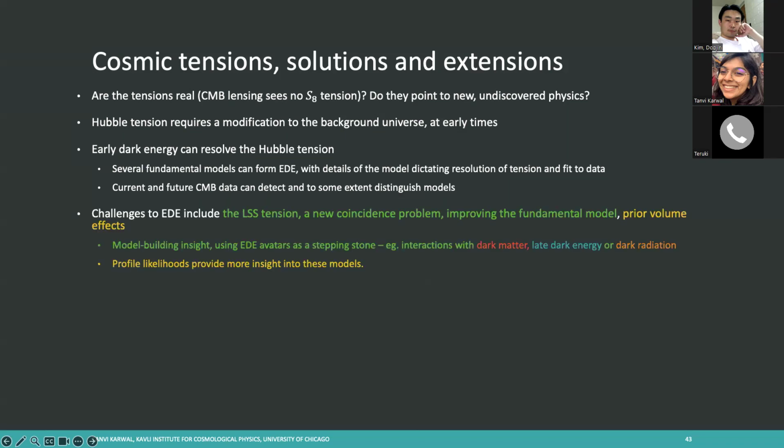There are many challenges to early dark energy. For example, the large-scale structure, the S8 tension, the new coincidence problem of why early dark energy appears at matter radiation equality, and also thoughts about trying to improve the fundamental model of early dark energy. All of those can be addressed by improving EDE model building, which is what we tried to do by getting it to interact with several parts of the dark sector. Another challenge to early dark energy is prior volume effects, which we're trying to address instead with changing how we approach parameter constraints statistically through profile likelihoods, like properly.